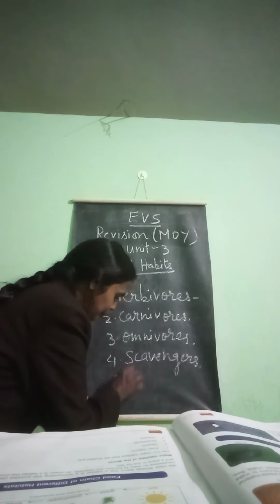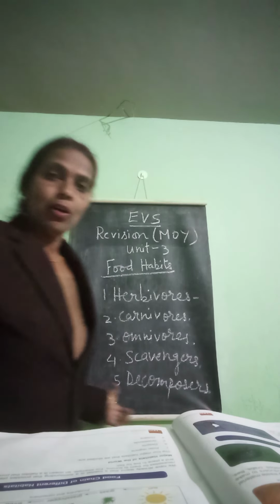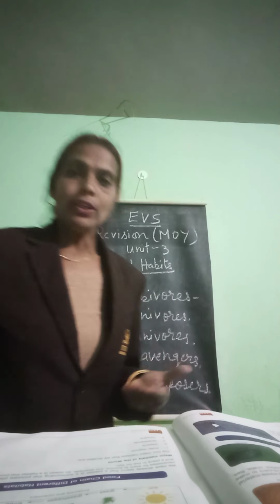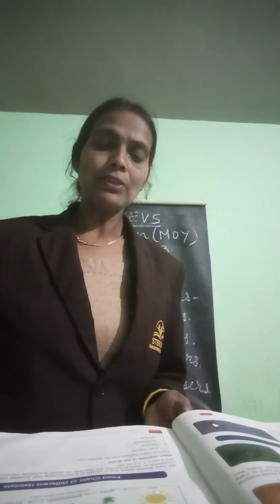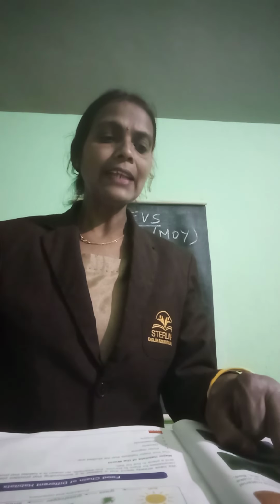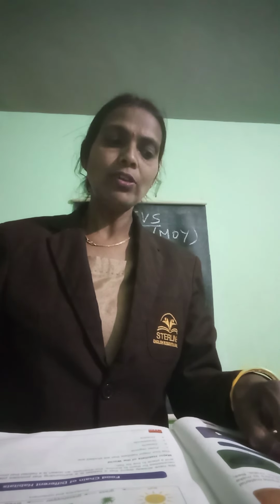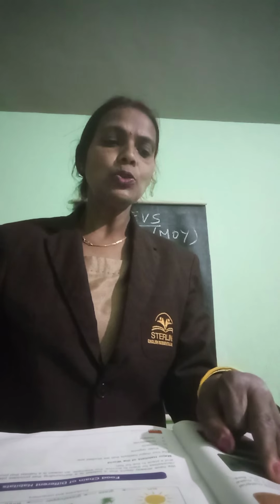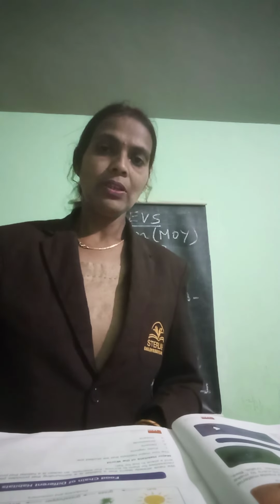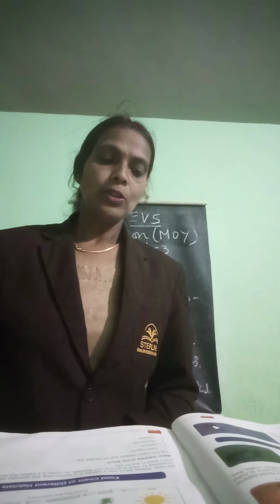And the fifth one is decomposers. These are small organisms which feed on dead parts of plants or animals. Decomposers are small organisms that eat dead and decaying waste material and help to break it down into simpler form so that it can be easily used by producers to make food. Examples of decomposers are earthworm, snail, and so on.